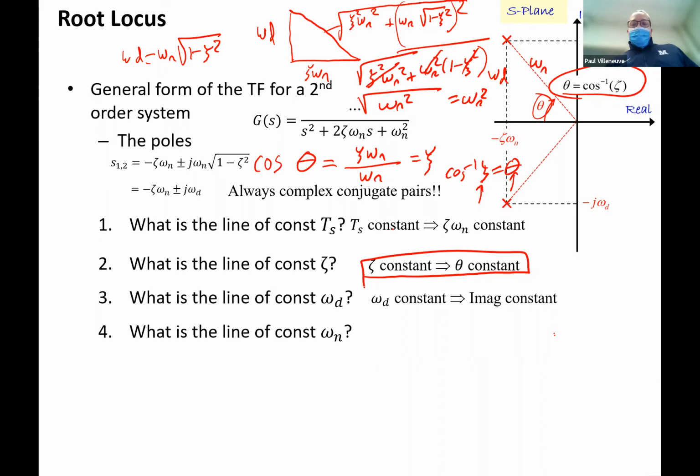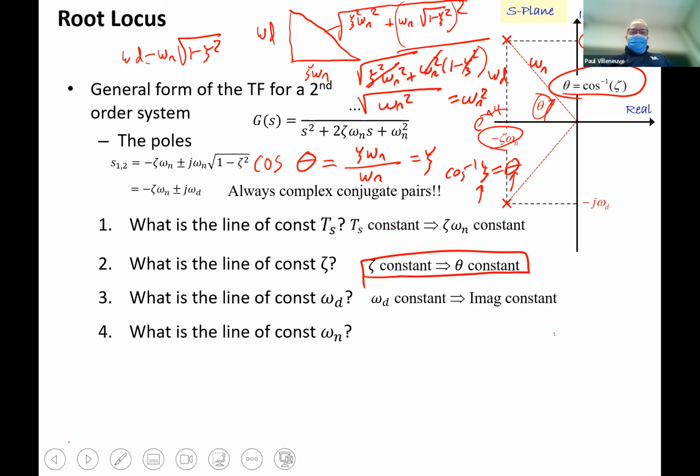The first one, hopefully it makes sense because we did the e to the minus alpha t over here. That's why this one was over here. And again, if omega d is constant, we're going to have a constant frequency that's not going to vary.